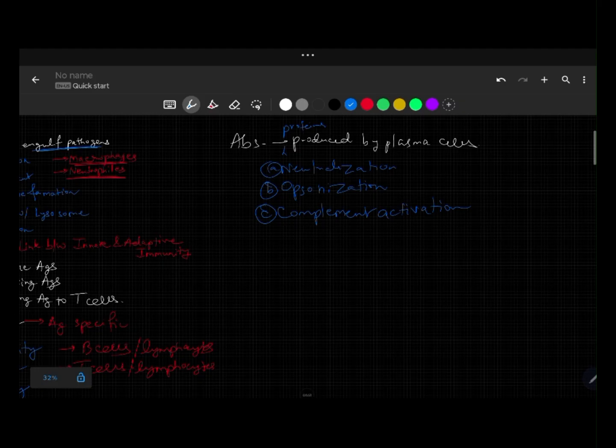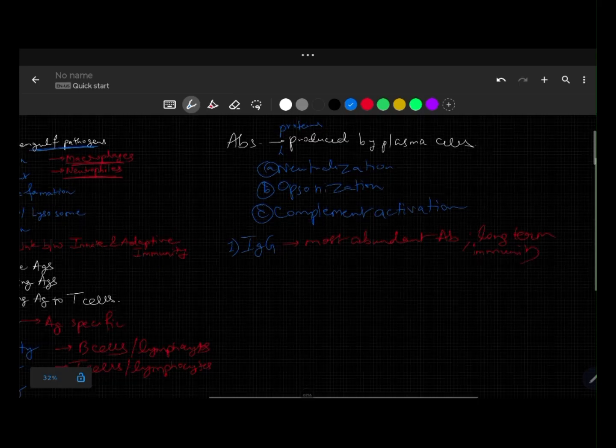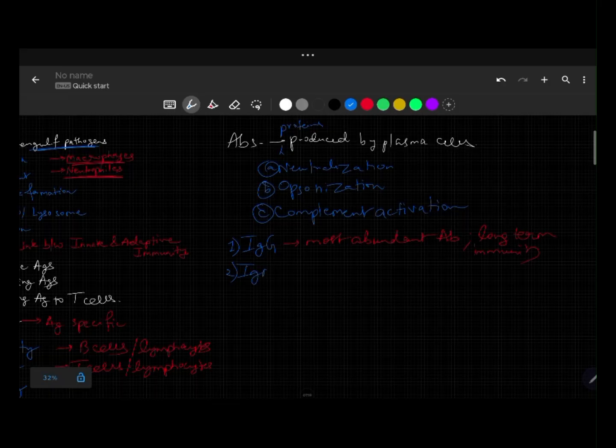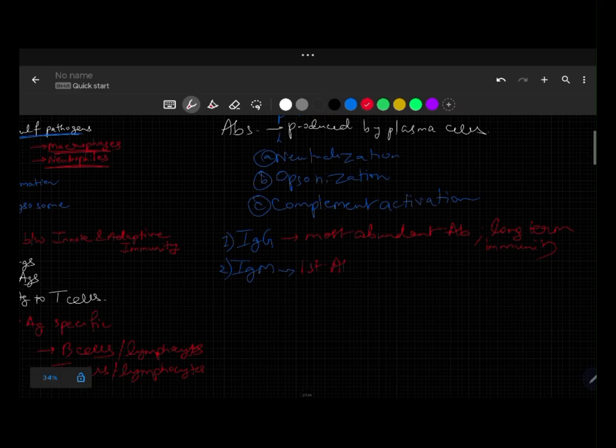If we talk about the types, we mainly have the IgG antibody, which is the most abundant antibody in blood and provides long term immunity. Then we have the IgM antibody, which is the first antibody produced during immune response.